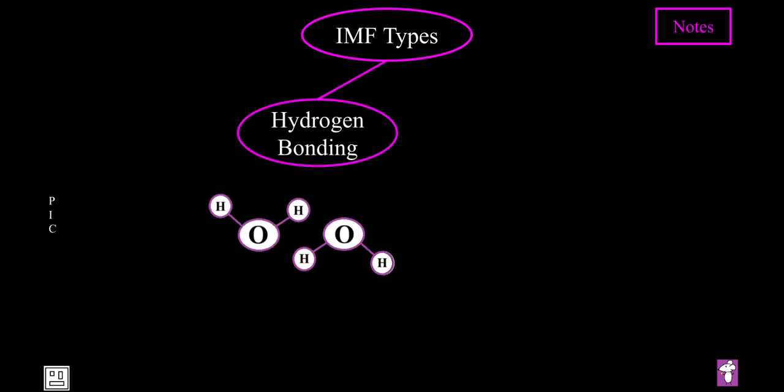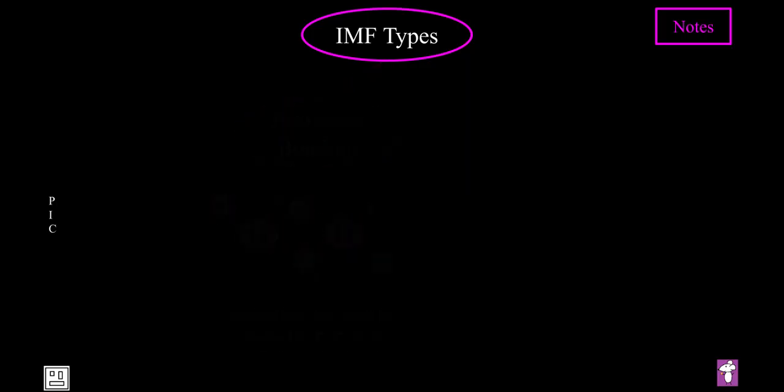The next is hydrogen bonding, most famous with water. This is when you've got hydrogen bonded to a fun element: fluorine, nitrogen, or oxygen, F-O-N. You create these dipoles, and then they line up and create an attractive force between them when the opposite dipoles align.